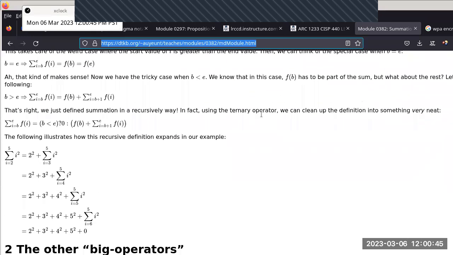So if I skip all the way, this is the definition. The sigma, where we want to sum starting with B and ending with E, and each term we are adding is f of i, basically a function applicable to the index. Then it is based on the ternary expression. If B is less than E, oh, I got it wrong, it is the other way. If B is greater than E, then you return a 0. Otherwise, you return f applied to the first number, plus the sigma notation of the rest. So it is a recursive definition to do basically the same thing.